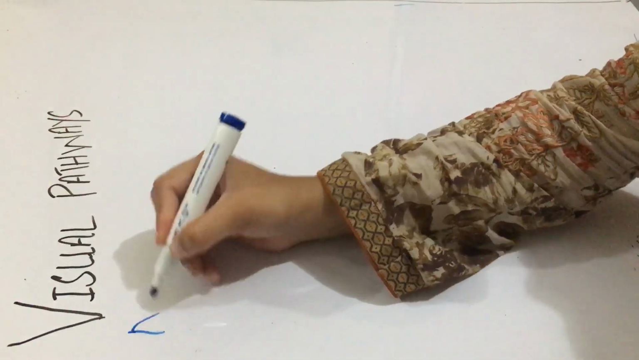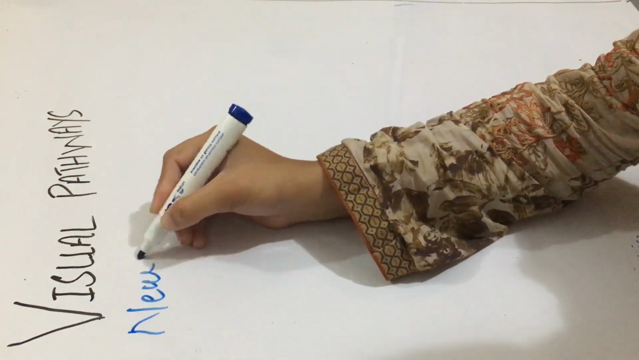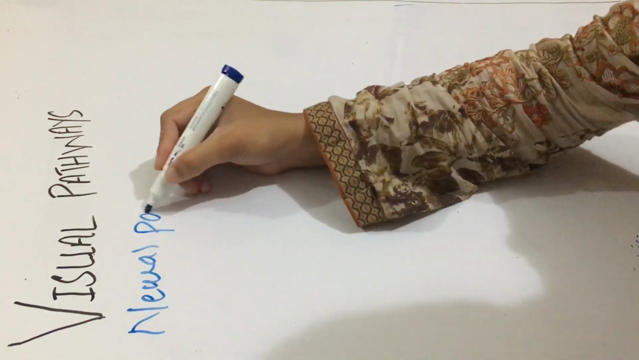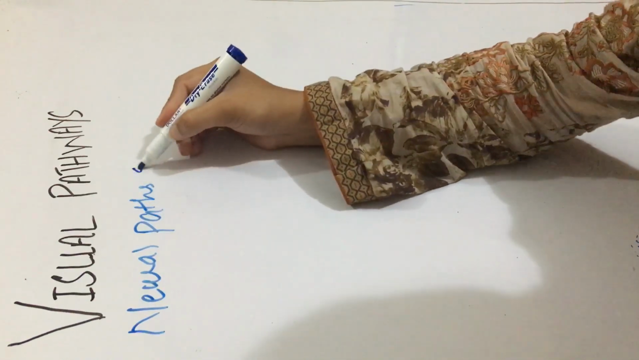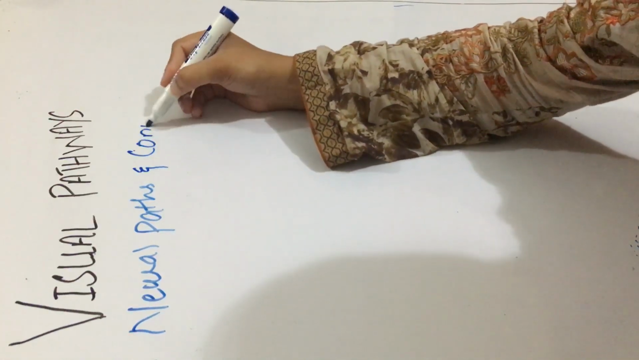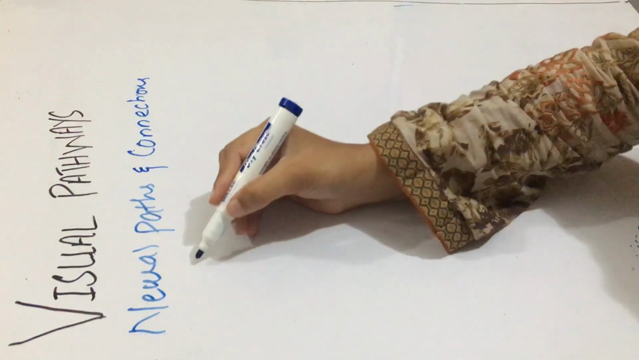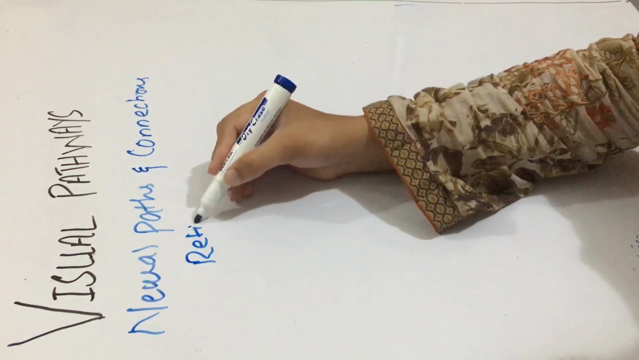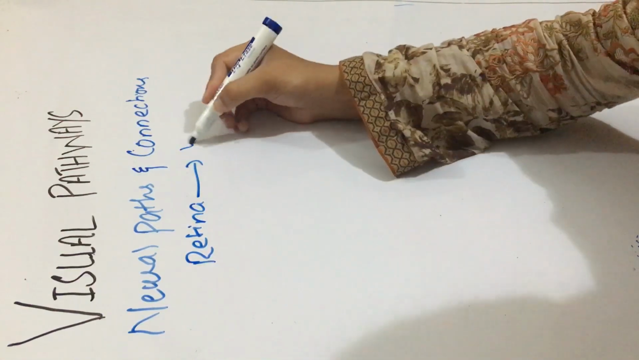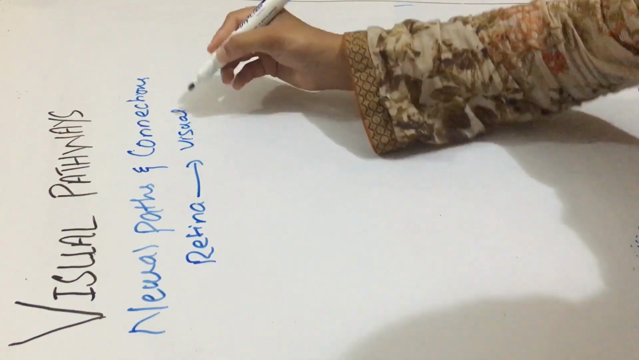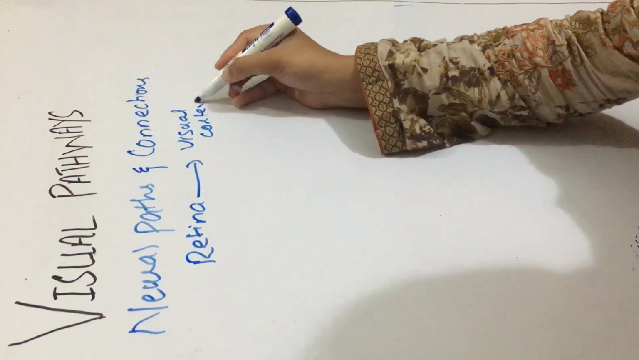Bismillahirrahmanirrahim. Today I am going to discuss with you one of the topics related to the eye, that is the visual pathways. So what are the visual pathways? These are actually the neural paths and connections starting in the retina of an eye and terminating in the visual cortex or occipital cortex present in the brain.